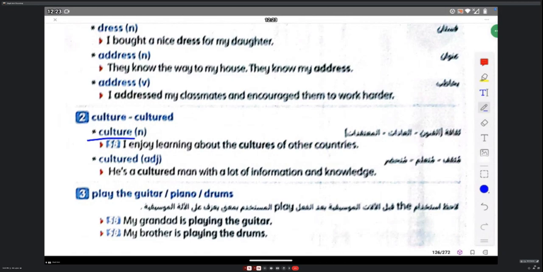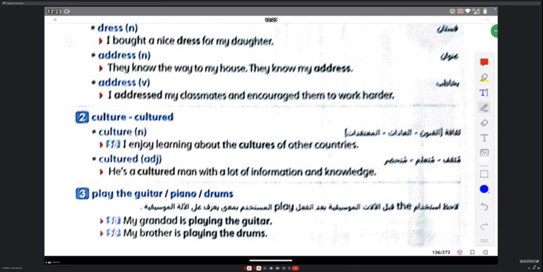Culture means to plant something, يعني مزرعة أو زراعة sometimes.